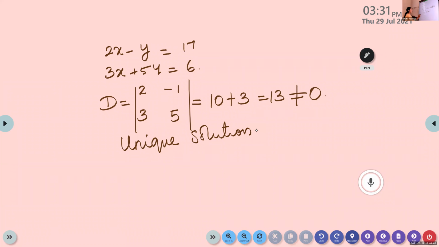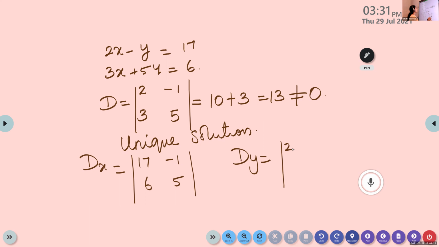Now find out, define dx. What is dx? Determinant. Instead of this first column, you replace the constants. 17, 6, minus 1, 5. Similarly, you define dy. 2, 3, 17, 6. Find out what is dx. Find what is dy.